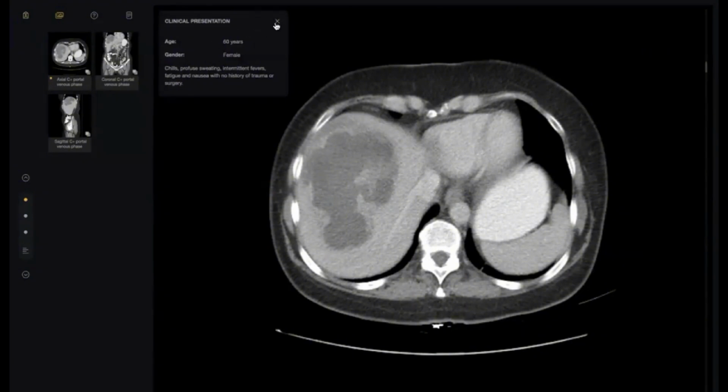A 60-year-old female patient complaining of fever.